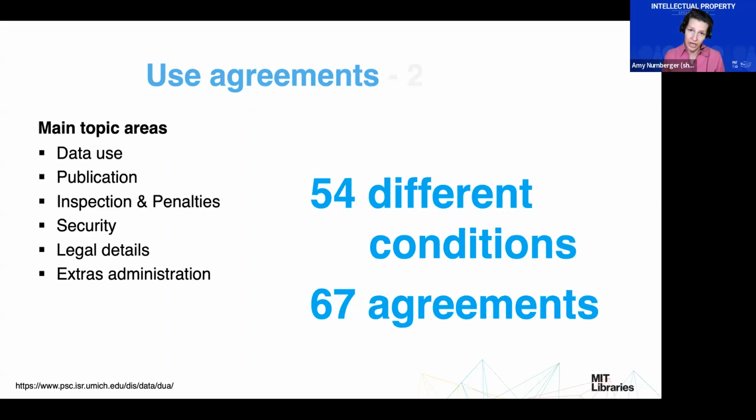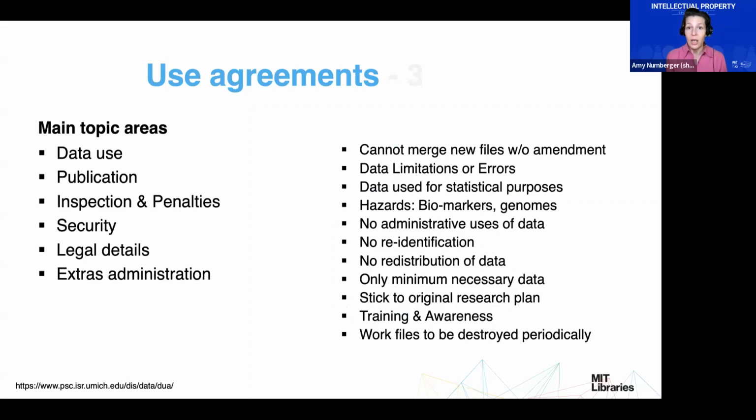Sometimes security is a large area of this because oftentimes use agreements are implemented when we're talking about restricted data or data that requires controlled access, so there are specific conditions that the data has to be kept under. And then extras associated with administration. So some of these types of conditions are things like you can't put new files together without letting us know, right? Maybe you can't re-identify. Maybe you have to go through certain training and awareness before allowing people access to these data. So it's this massive variety of conditions that can be structured around using and reuse of specific research information.